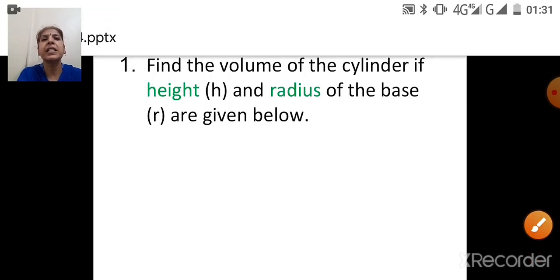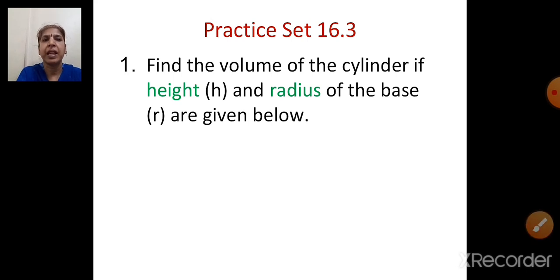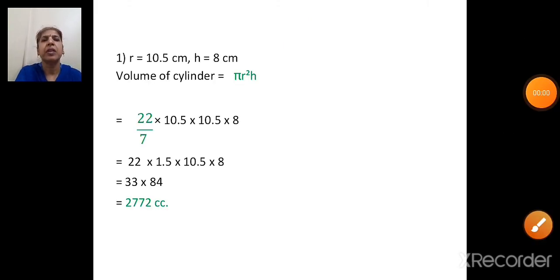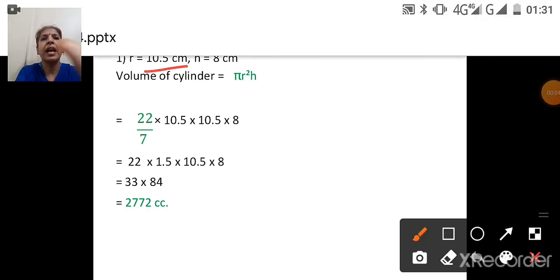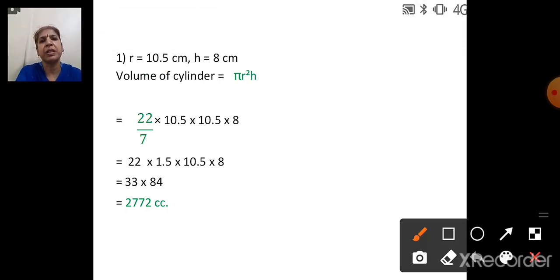Now practice set 16.3. Find the volume of the cylinder if height h and radius of the base r are given below. Now radius is equal to 10.5 centimeter and height is 8 centimeter. And we have to find the volume of the cylinder. And what is the formula? Volume of cylinder is equal to pi r square h.